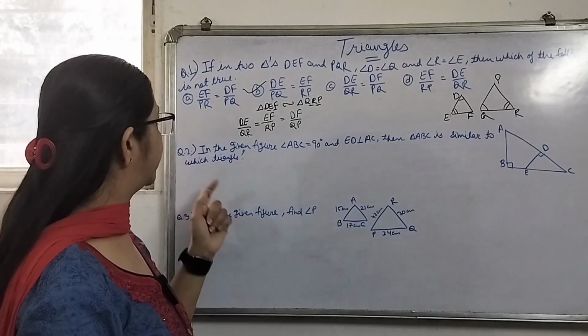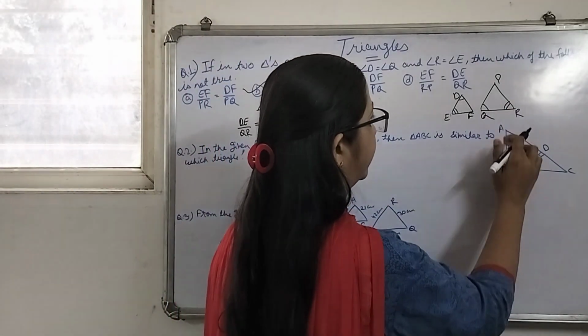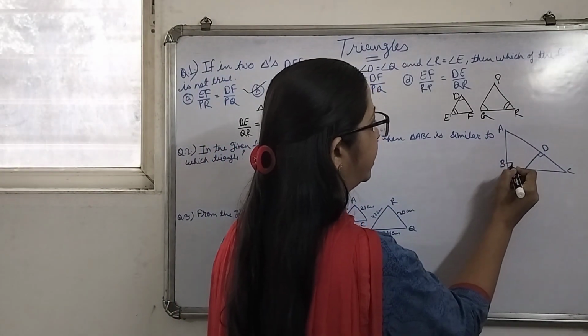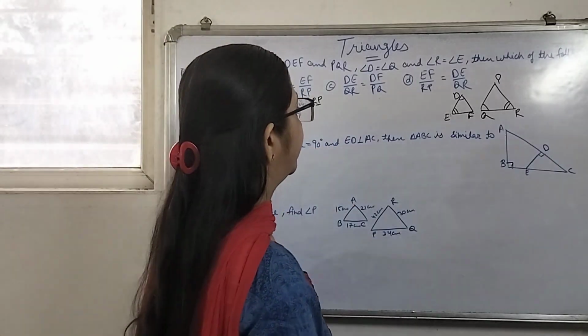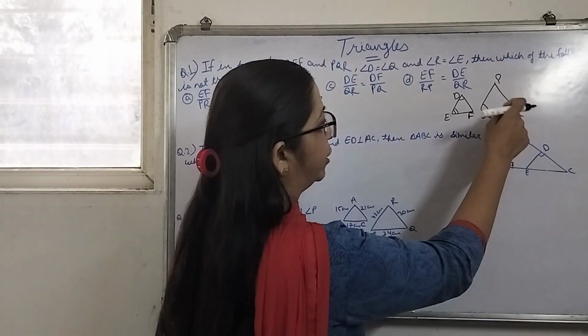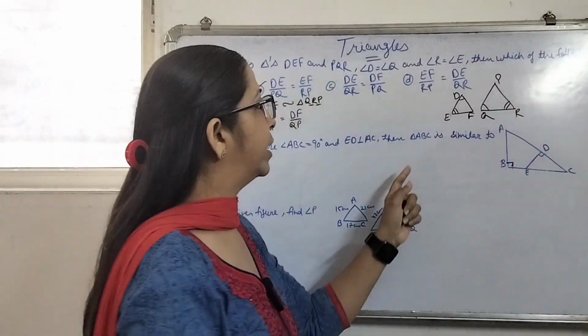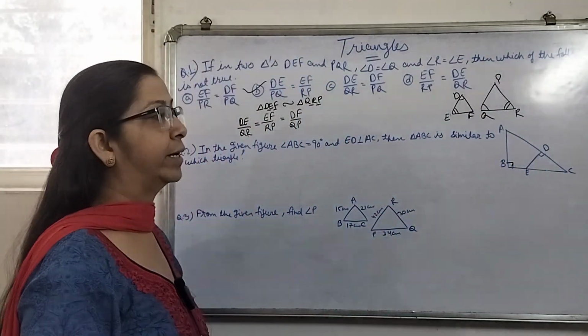So the second question is, in the given figure, angle ABC is 90 degrees. In the given figure, this angle B is 90 degrees. It is given to us. And ED is perpendicular to AC. This angle D is perpendicular to AC. Now triangle ABC is similar to which triangle?